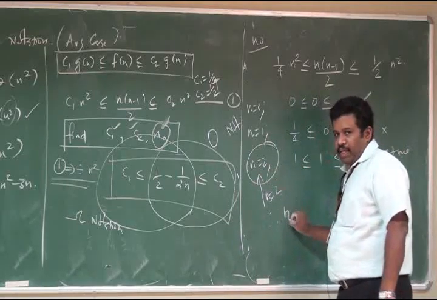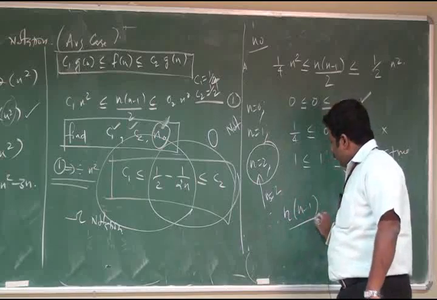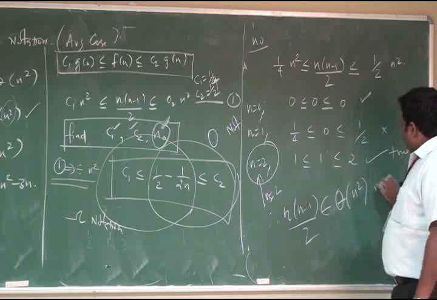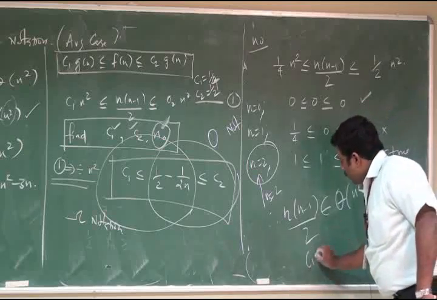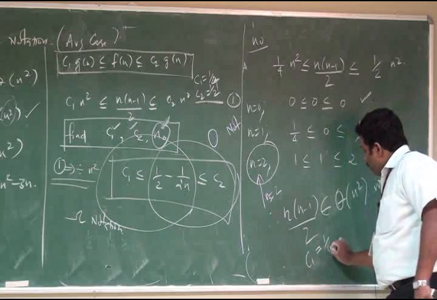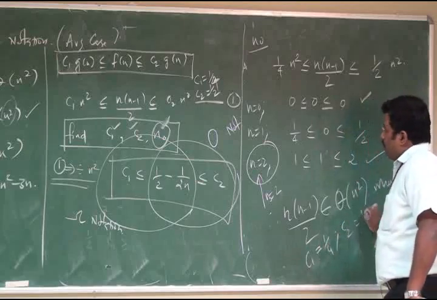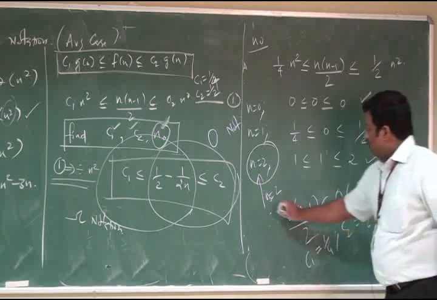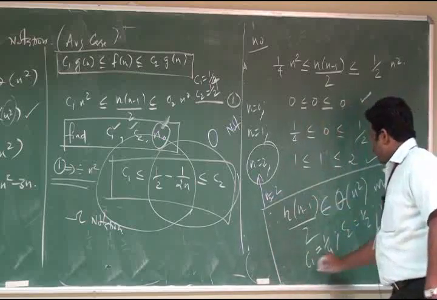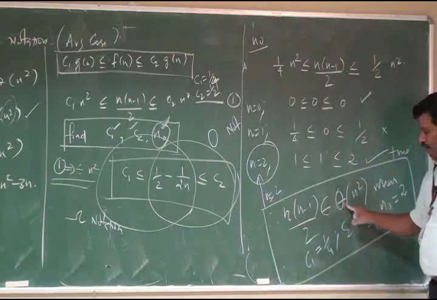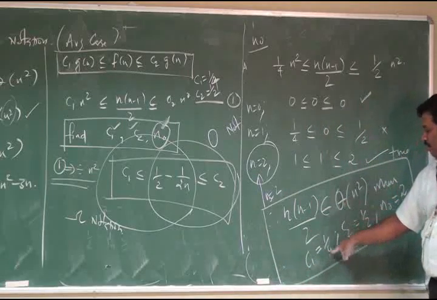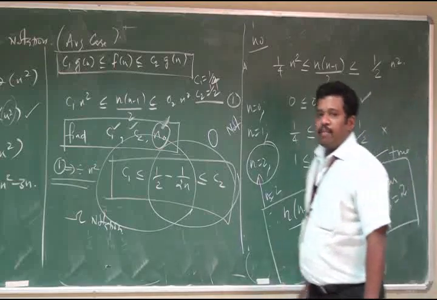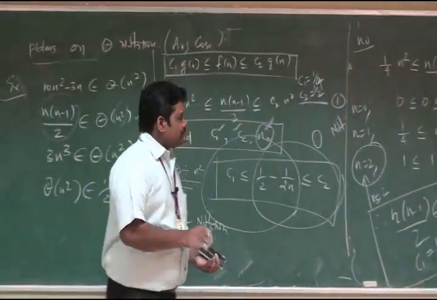So therefore the given expression n into n minus 1 by 2 falls under theta of n square when constant C1 is equivalent to 1 by 4, constant C2 is equivalent to 1 by 2, and n naught is equivalent to 2. So the given expression is true for theta notation when C1 equals 1 by 4, C2 equals 1 by 2 and n naught equivalent to 2. So this could be the example for theta notation.